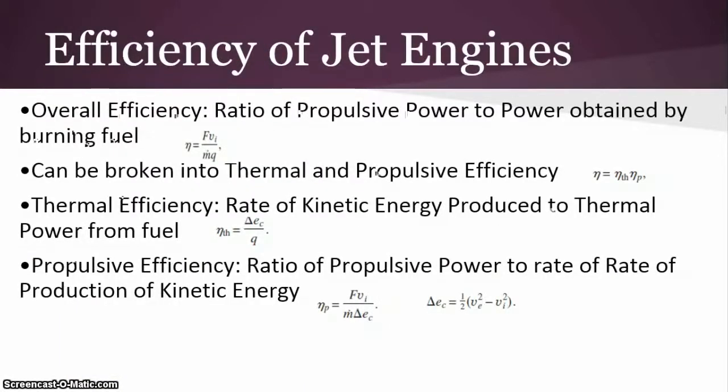Undoubtedly, efficiency is a major topic when it comes to discussing engines. The overall efficiency of jet engines is found as the ratio of the propulsive power to the power obtained by burning fuel. This can be further broken down to the overall efficiency being the product of thermal and propulsive efficiency. Thermal efficiency is the ratio of kinetic energy to the thermal energy of the fuel, while propulsive efficiency is the ratio of propulsive power to the rate of kinetic energy. In these equations below, delta EC represents the kinetic energy of air per unit mass.